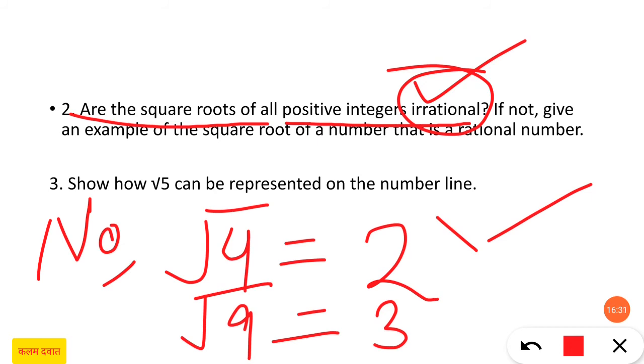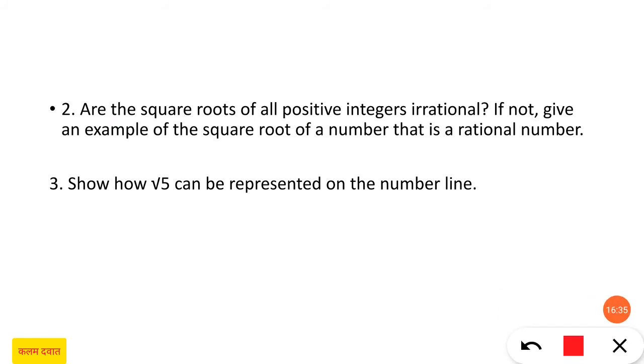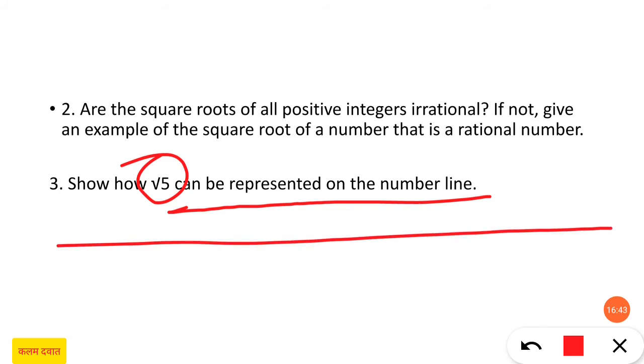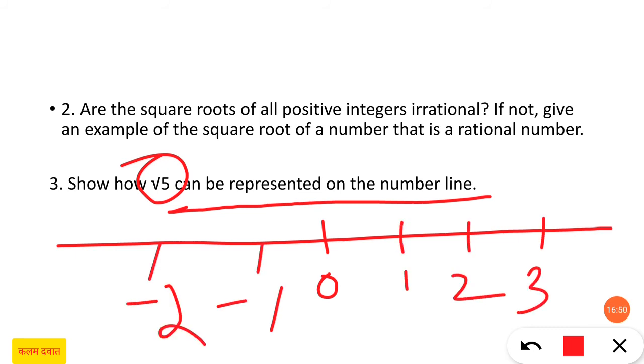If not, give an example. So already we have given an example. Now see the next question. In this, show root 5. Show how this can be represented on a number line. What you have to do is take a rough paper and mark unit length on a number line. And see, this is root 5. So what length should we take?